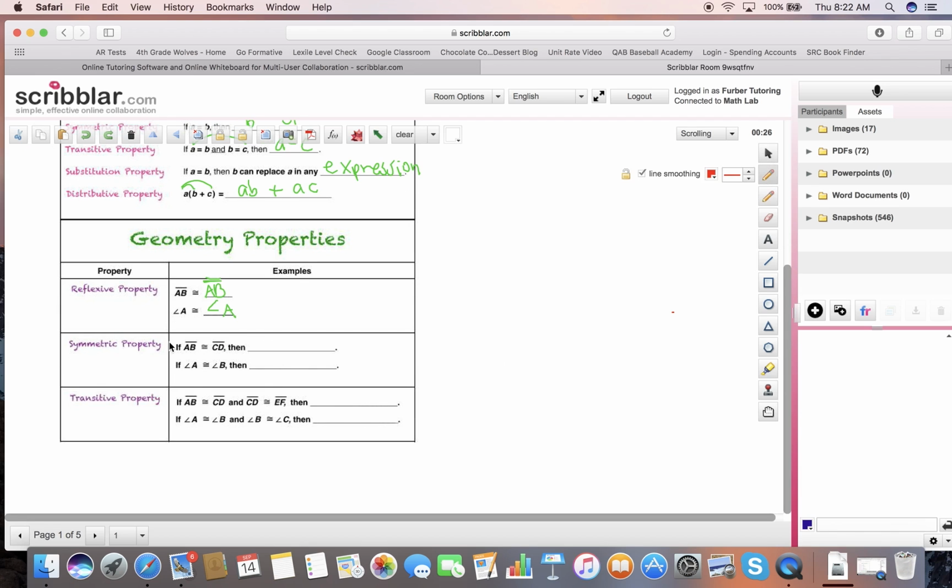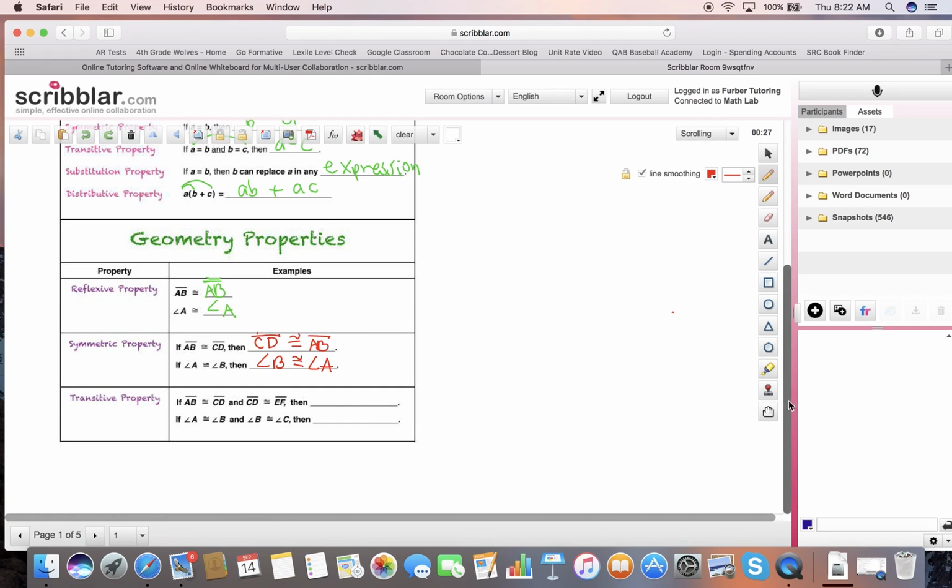Okay. So the symmetric property is just like the symmetric property up above. We're just going to reverse the order. It says if segment AB is congruent to segment CD, then segment CD is congruent to segment AB. Reversing the order: if angle A is congruent to angle B, then angle B is congruent to angle A.